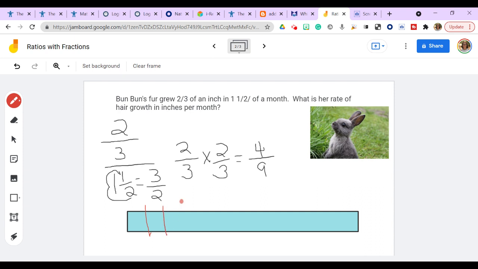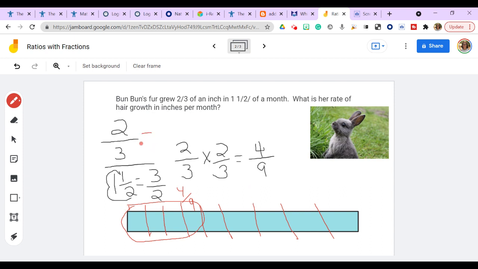1, 2, 3, 4, 5, 6, 7, 8, 9. Obviously, this isn't drawn to scale. And 4/9 of a month... I'm sorry, it grew 4/9 of an inch in 1 month. So that's 4/9. We know in a month and a half, it grew an entire 2/3.